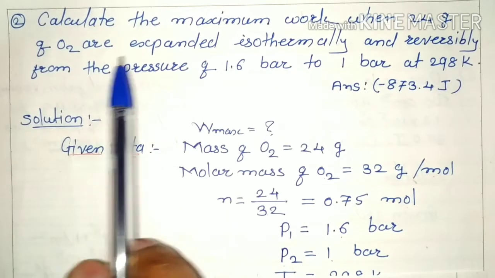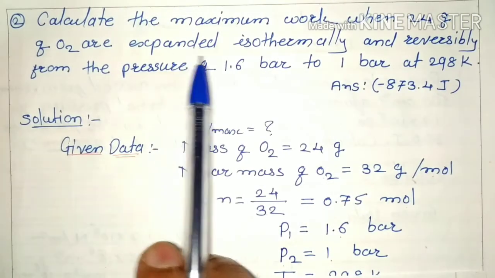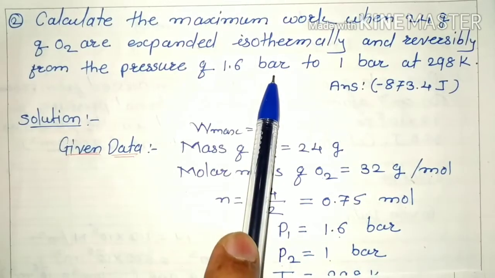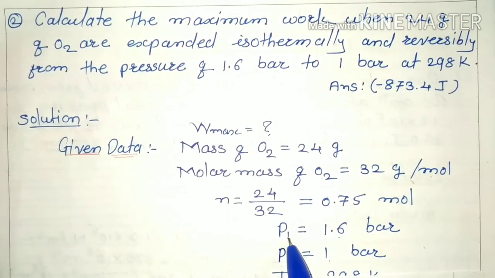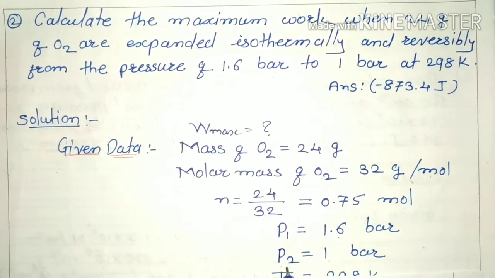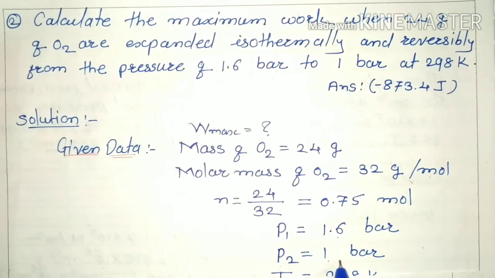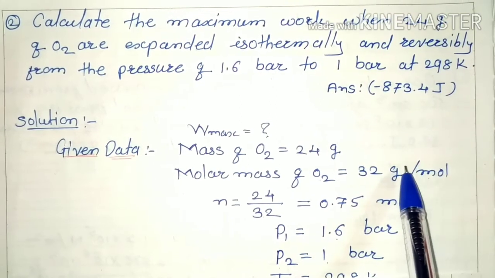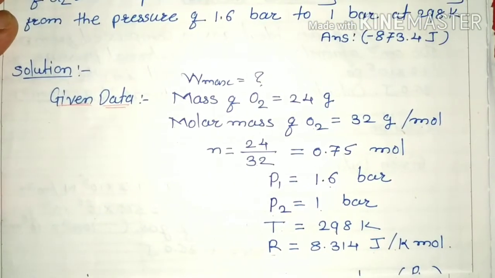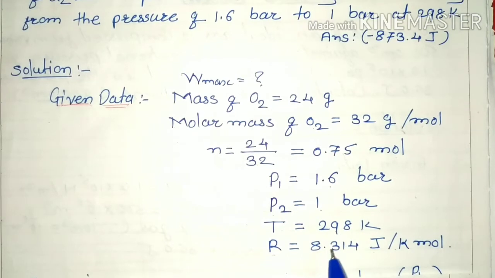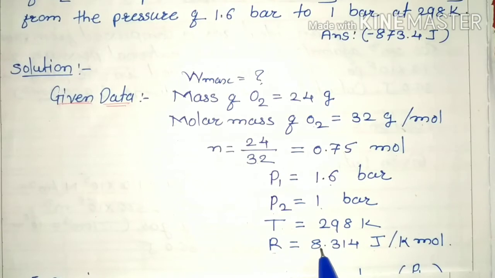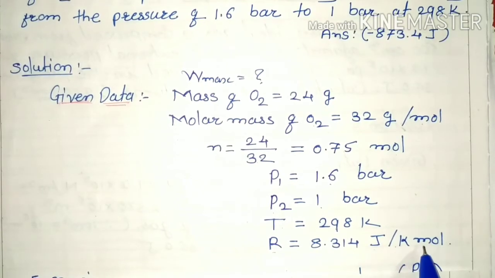Now in our example, the gas is expanded isothermally and reversibly from the pressure of 1.6 bar to 1 bar. Means P1, initial pressure, is equal to 1.6 bar. Final pressure P2 is equal to 1 bar. At 298 Kelvin means the temperature is 298 Kelvin, and R is the gas constant. So this value is fixed, 8.314 joule per Kelvin per mole.